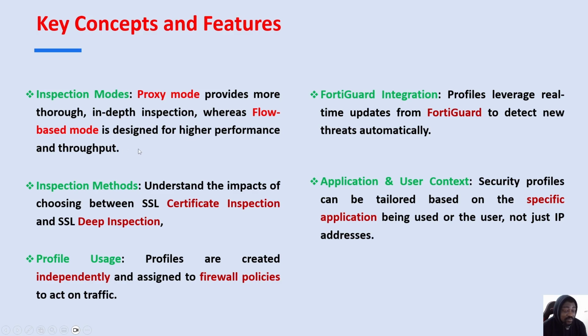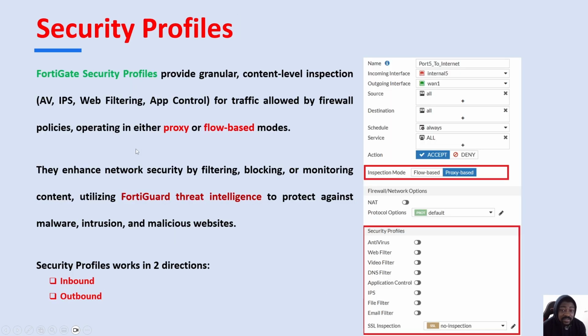flow-based mode is designed for high performance and throughput. So if I go a little bit back here, you will see the inspection mode on this image. As I said, by default on each FortiGate security policy that you create, we are usually on flow-based, because in flow-based, when you are inspecting traffic, we inspect the traffic as it enters the FortiGate firewall. So as it is coming in, it is immediately being inspected.